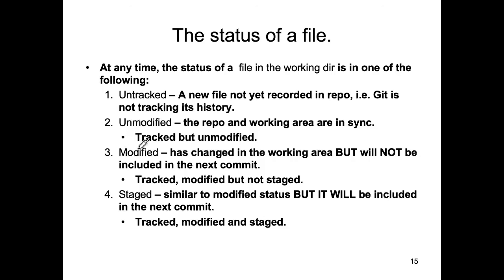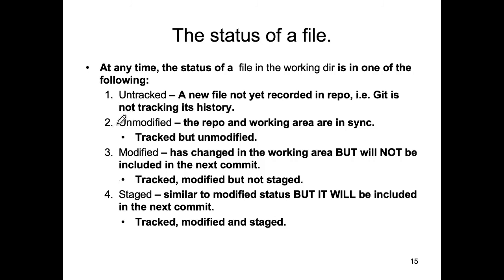Modified is where you've made some edits to the file in your working directory, but you haven't actually committed those edits to the repository yet. So we would say that file is in a modified state. And last but not least, this idea of a staged status for a file. That means you have modified it, you've told Git about it, but you haven't committed it yet. These are a little bit tricky, but it's important that you are clear on what each of these mean.